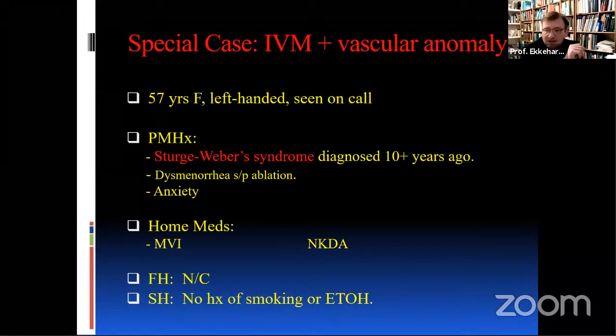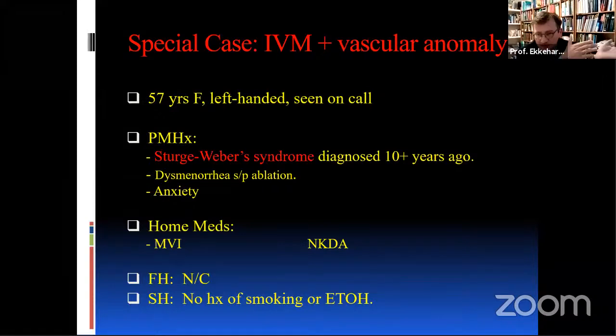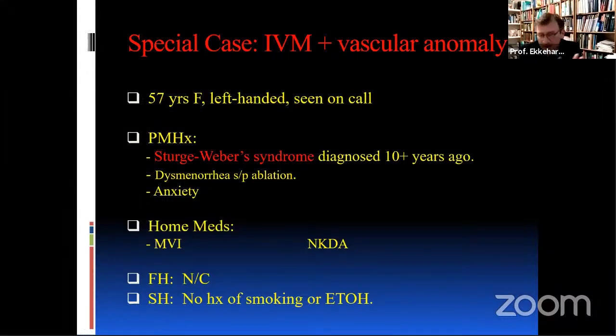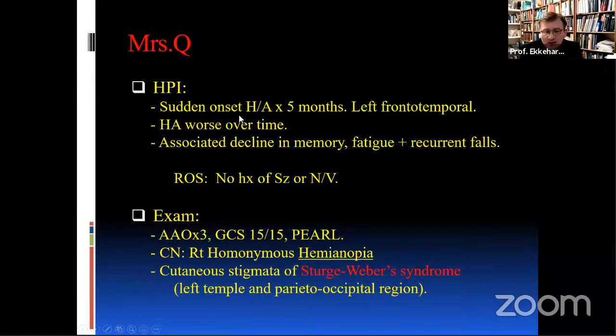Now, this is the special case that I came across, and I want to show you what I learned from the previous 2 cases to do this one. So this was a 47-year-old left-handed woman that came in on call, a bit unusual. She was at an outside hospital. She had a history of Sturge Weber. They told me right away. She had really no other major symptoms and no other history other than anxiety. She came in with a sudden onset of headaches for 5 months, but that evening she decided to go to the ER because it got worse over time. And she had some decline in memory and some falls, so you may argue that may not be related. She came in on exam with a perfectly normal exam, except the hemianopia and all the stigmata of Sturge Weber.